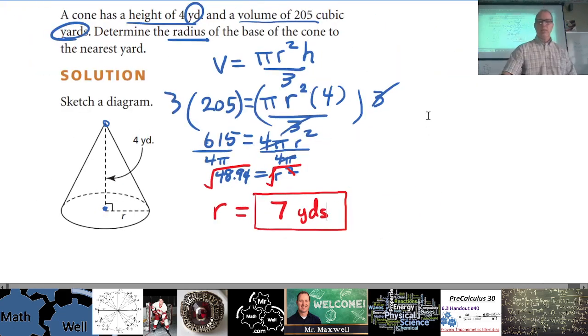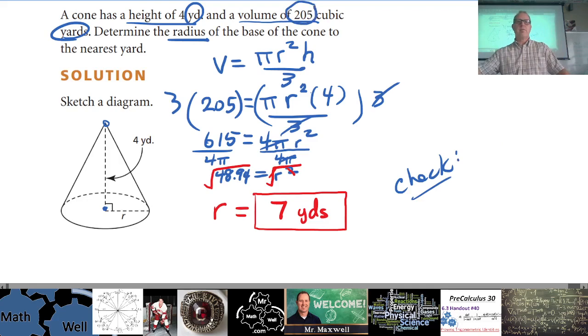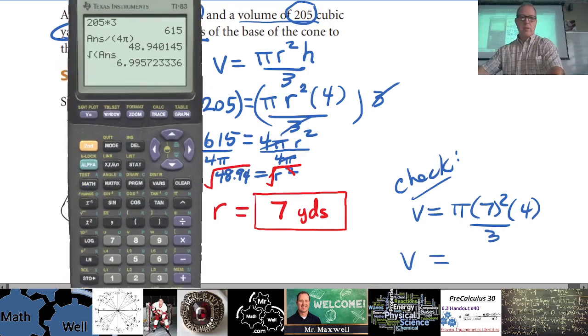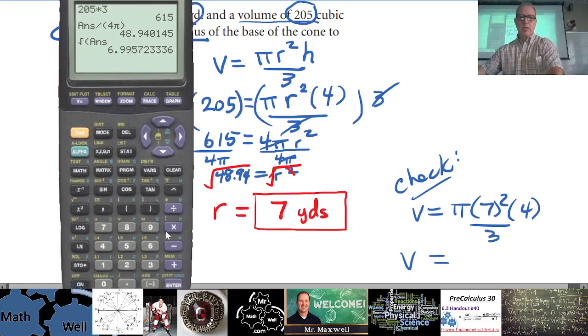And of course, you can double check all of this, and I would suggest that you at least check mentally, or check that it's a reasonable answer. But your check would be to put 7 in place of r, and make sure that you get a volume of 205. So if the volume was calculated here, I would do pi times 7 squared times 4 divided by 3, and this should equal 205, because that'll match up with the original question. So real quick, I'll do that for you. This is just what you can do to check.